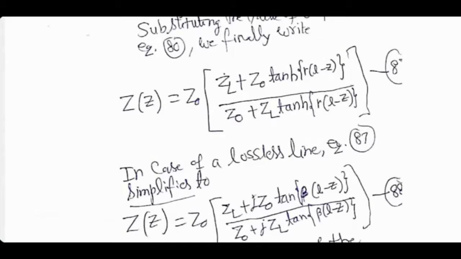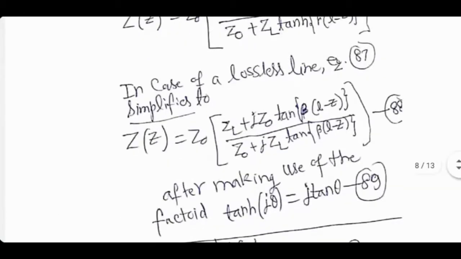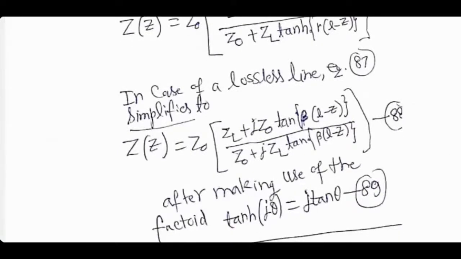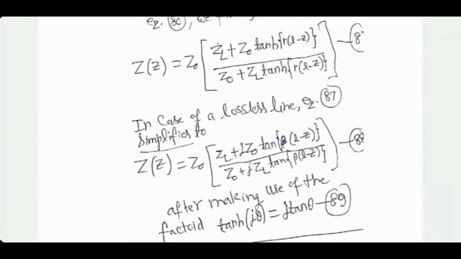Now in case of a lossless line, the hyperbolic function will become a circular function. Tanh of j theta is actually j tan theta. You can verify it. Using that, for a lossless line, the formula for impedance is equation 88. Okay, let me take a pause for a minute. We are almost coming to the end of the derivations. We'll start applying these formulas soon.